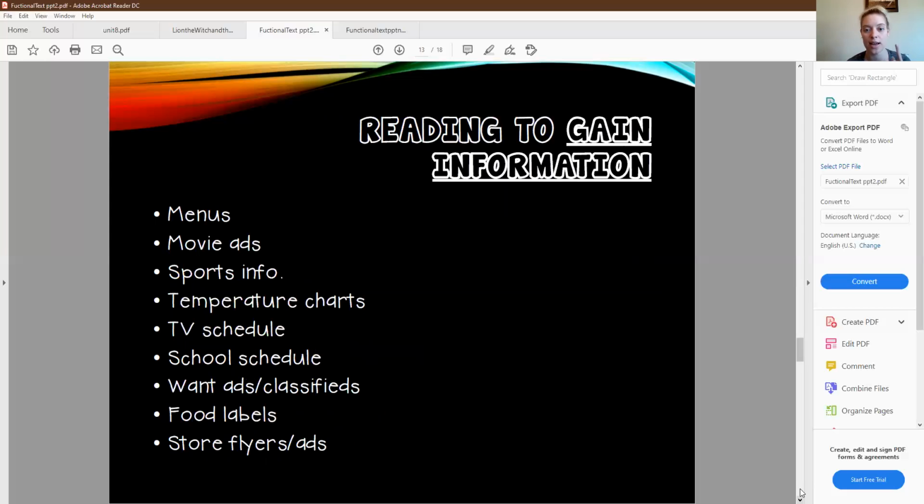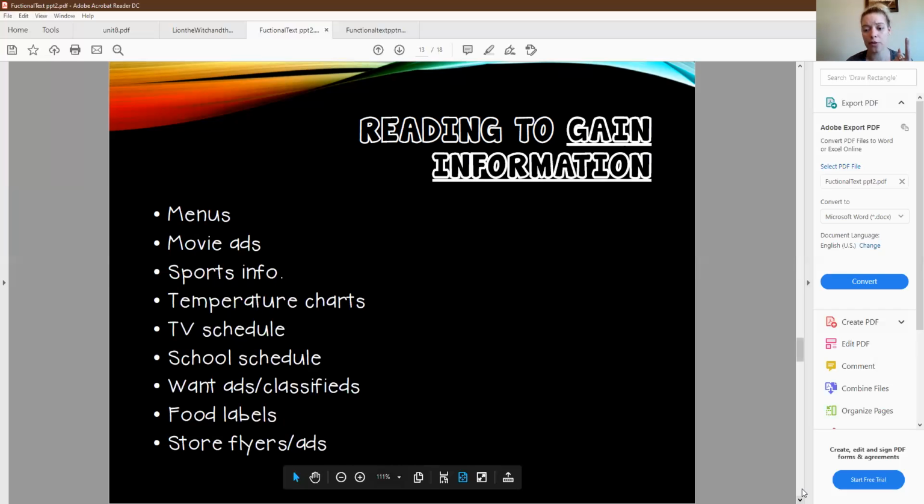Our second category is gaining information, okay? So these come in menus, movie ads, TV schedules, school schedules, food labels, store flyers, okay? So anything that helps you gain information. We would also add brochures on this list as well, because when we're thinking about going to a place, we oftentimes might look at a brochure and see if it looks interesting to us. So we're using that brochure to get information about a place.